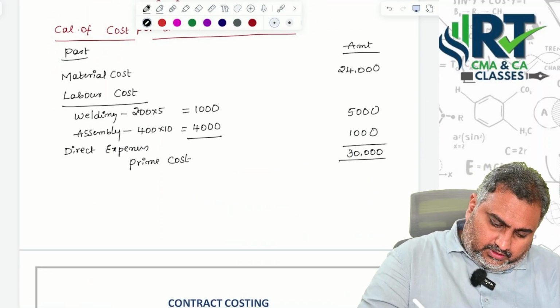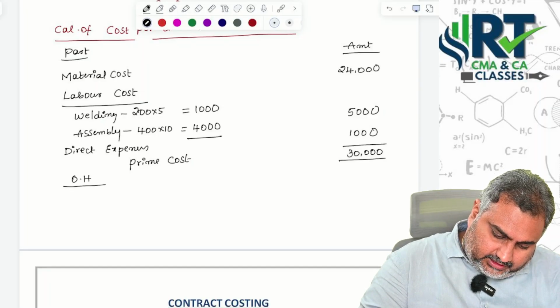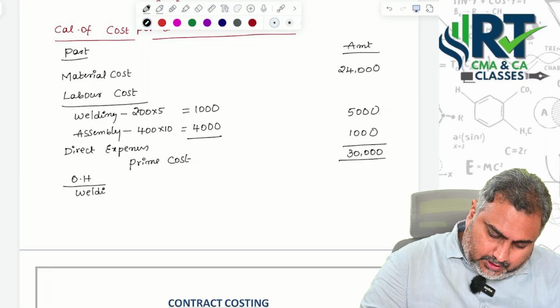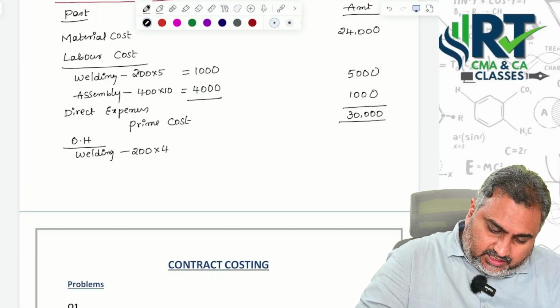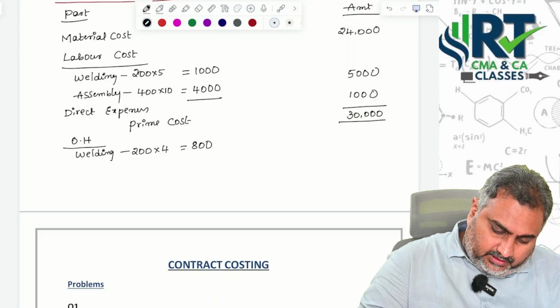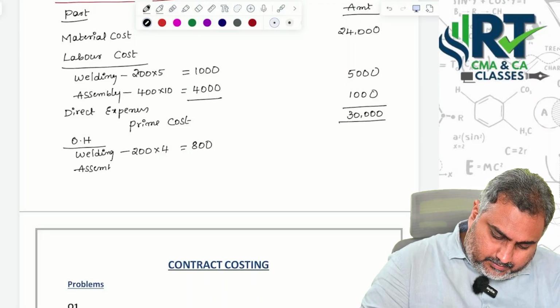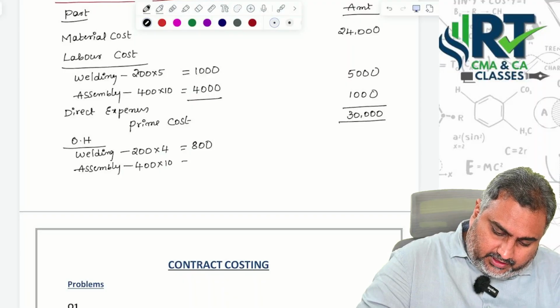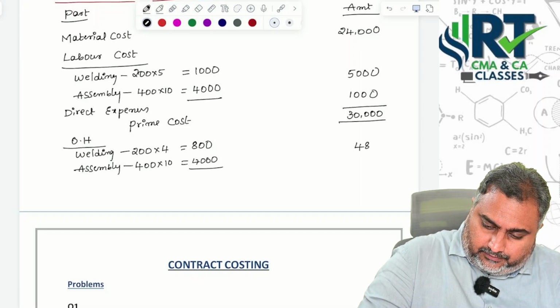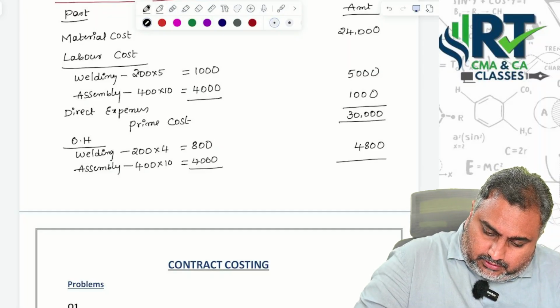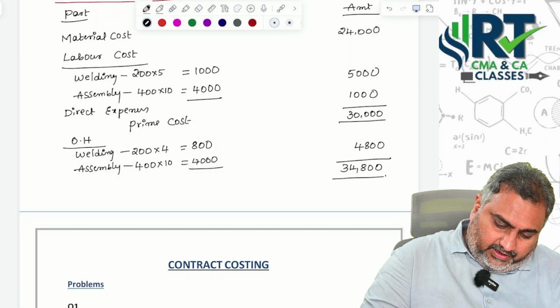Next, overheads. Under welding, how many labor hours do we have? 200. The overhead rate per labor hour is 4 rupees, so that is 800. Then assembly: 400 into 10, that is equal to 4000. Totally 4800. So total cost is 34,800, your factory cost.